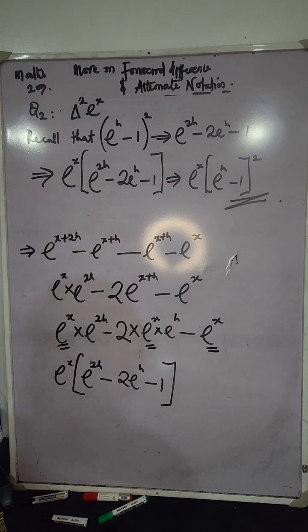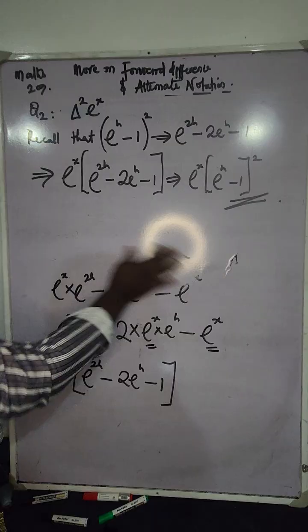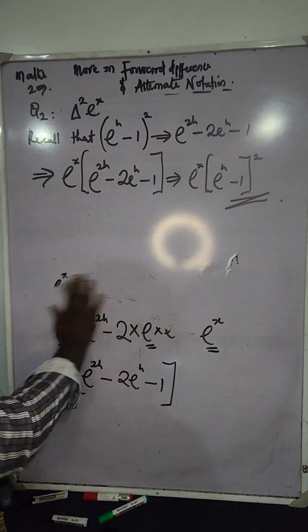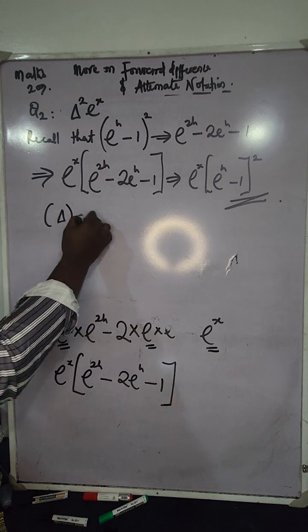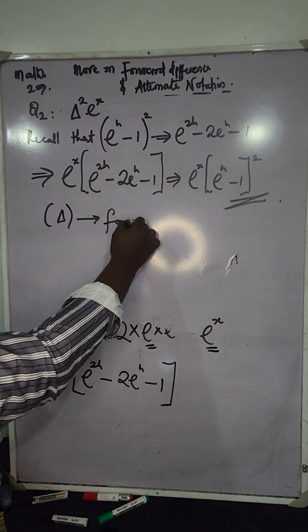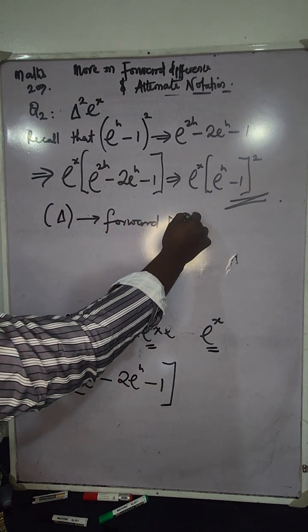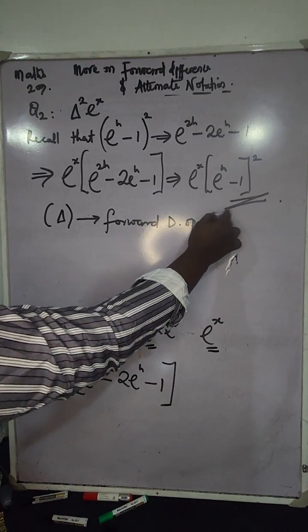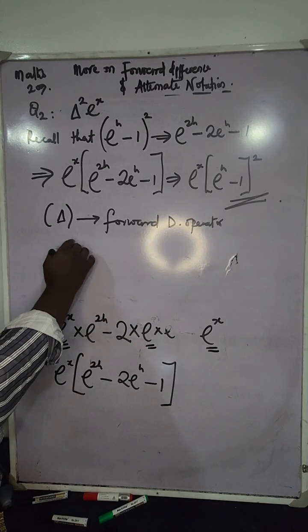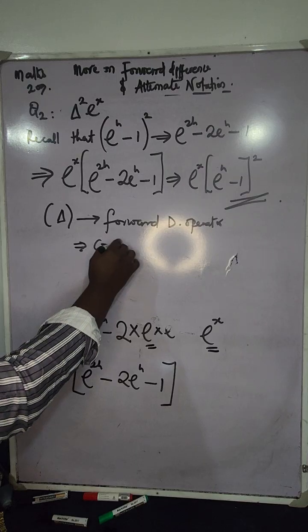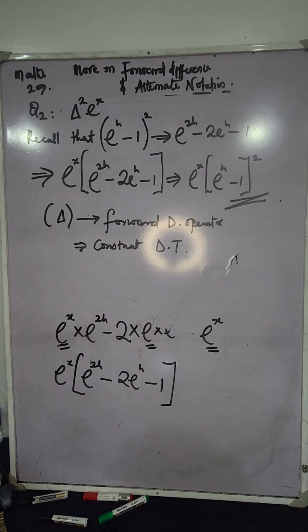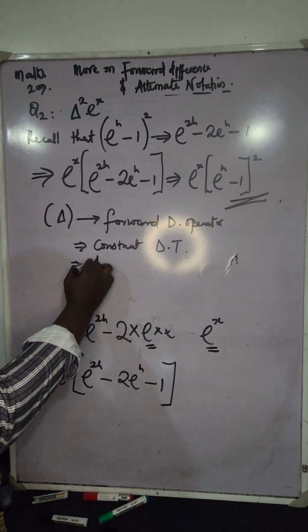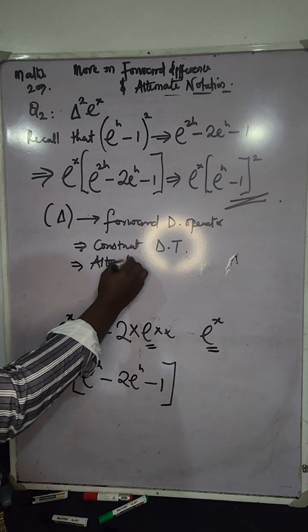So in the short videos that we have done so far, we've been able to learn about this operator, the symbol, the forward difference operator. We've been able to learn how to construct a difference table with it, and we've been able to learn about alternate notations.